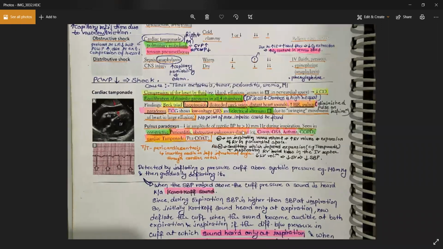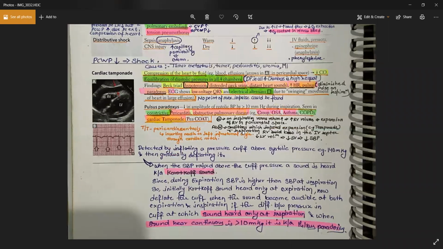Okay. Then comes the cardiac tamponade. Now, cardiac tamponade is a condition in which the fluid flowing in the pericardial space is increased. The pericardial space is between the parietal pericardium and the visceral pericardium. Now, if this fluid in the pericardial space is increased, what's going to happen? It will compress the chambers of the heart. Okay, it will compress all the chambers of the heart.